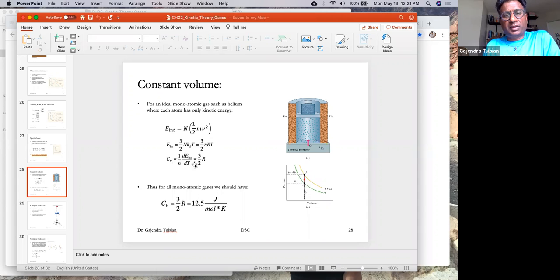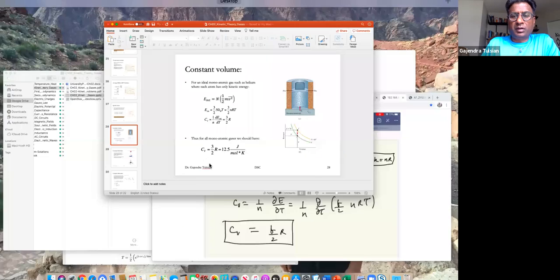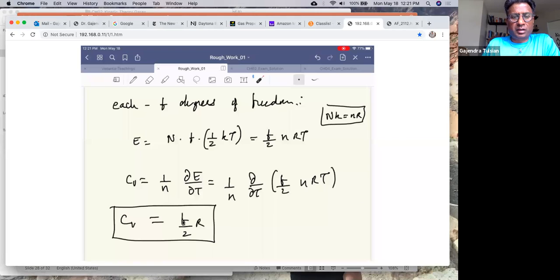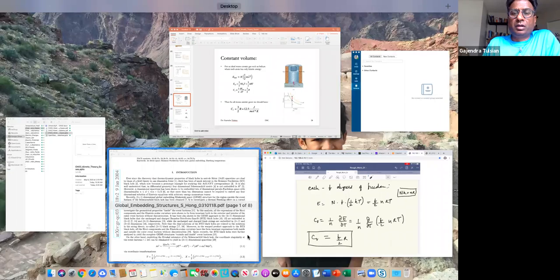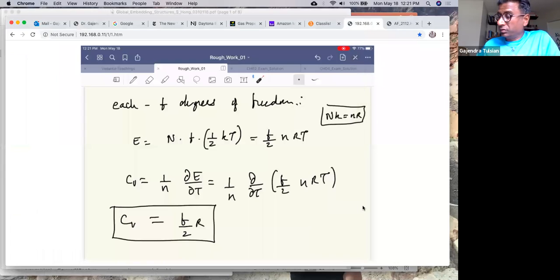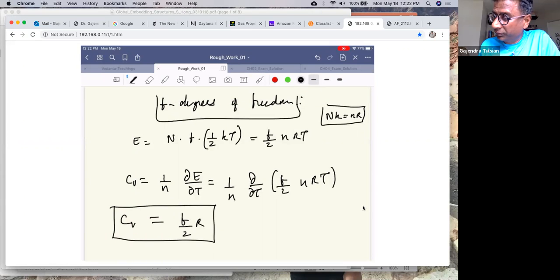And CV is defined by that. So it's 3/2 R. For an ideal monoatomic gas, since it had 3 degrees of freedom, CV was 3/2 R. But as we saw, for a gas with F degrees of freedom, CV would be F by 2 times R, where F is the number of degrees of freedom.